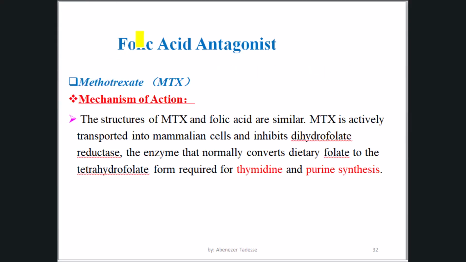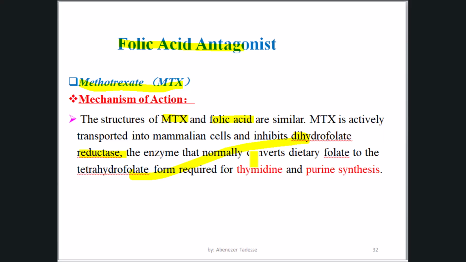So methotrexate, the general mechanism is that it resembles the structure of folic acid. It resembles the normal metabolite of folic acid, so it competes with folic acid for the binding site on dihydrofolate reductase. This enzyme is responsible for the conversion of dihydrofolate into tetrahydrofolate, or folic acid into tetrahydrofolate.